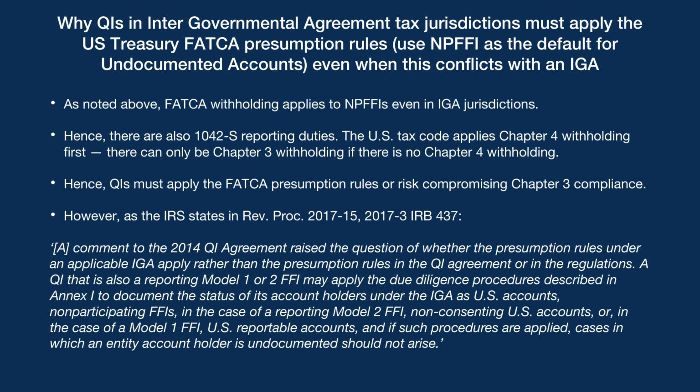And this really makes a killer point. If you're following Annex 1 of an IGA correctly, you wouldn't have undocumented accounts. As the IRS says, if such procedures, per Annex 1 of the IGA, are applied, cases in which an entity account holder is undocumented should not arise. If for FATCA you still believe that undocumented account is an acceptable FATCA status, then you probably believe in Father Christmas.